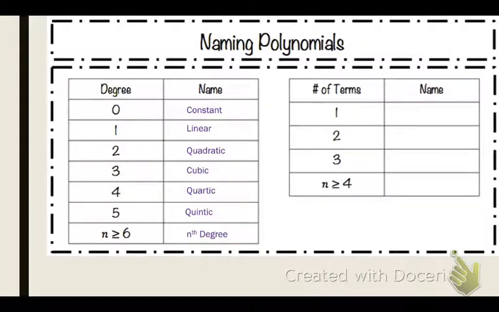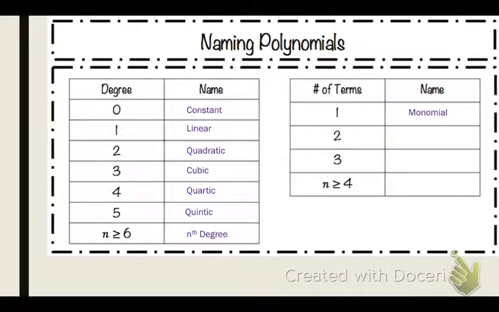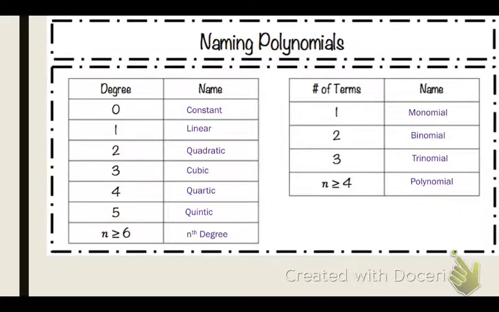Kind of makes sense. We also name polynomials based on the number of terms. So if there's one term, it's a monomial. That word's kind of hard to say, but it's a monomial. 2 terms is a binomial. 3 terms is a trinomial. Anything greater than 3 is a polynomial. And if you look at that, mono means 1, bi means 2, tri means 3, and poly means many. So it kind of makes sense.